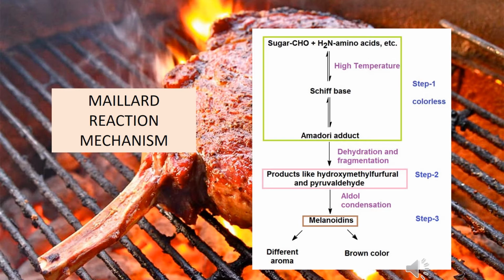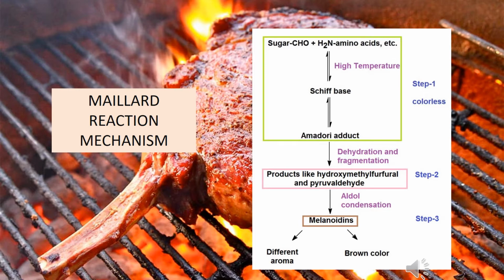Okay, so now we move to the Maillard reaction mechanism. There are three steps in the Maillard reaction mechanism. It begins with the formation of an unsubstituted glycosylamine from the reaction between the amino group of the amino acid and the carbonyl group of the reducing sugar. Examples of reducing sugars are maltose, glucose, ribose and other reducing sugars.